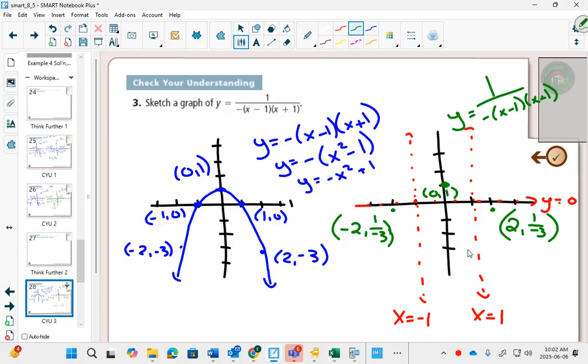Notice that we have 3 sections because of our vertical asymptotes. Do we have a point in the first section? Yes, that is actually enough to draw it towards the asymptotes. That section's done.